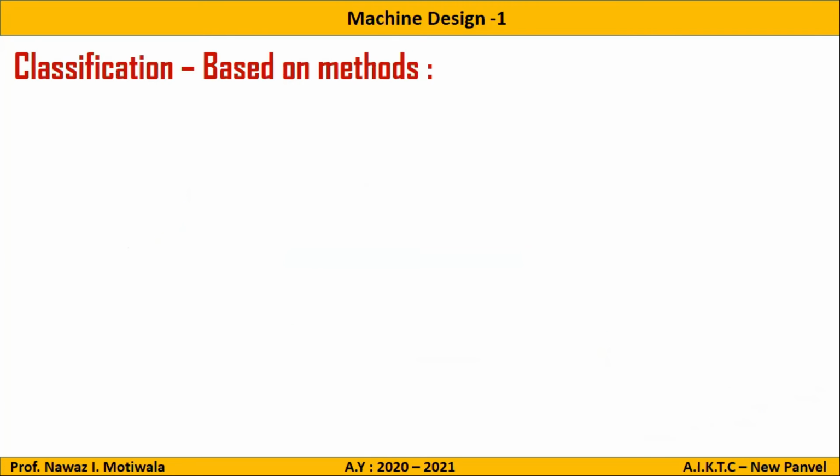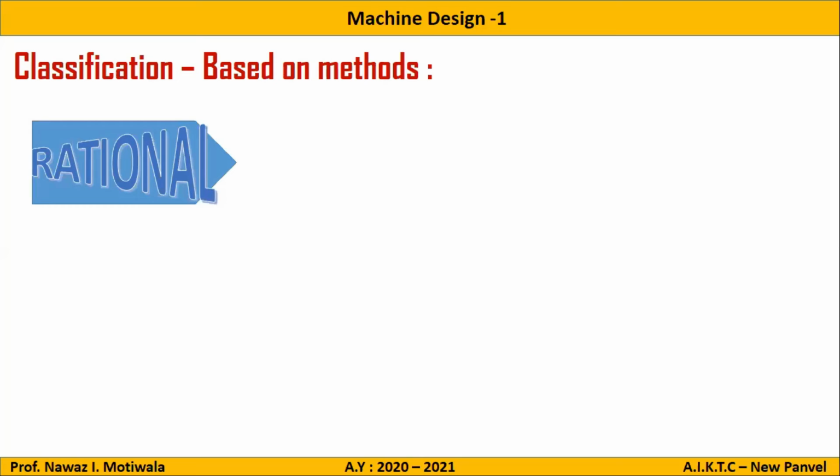The other classification. Now the classification based on methods. How machine design is classified based on method. The first method is the rational method. Rational method means this type of design based upon mathematical formulas or the principle of mechanics. For example, let us say I want to find out what is the stress acting on this component. So what is the formula for stress?